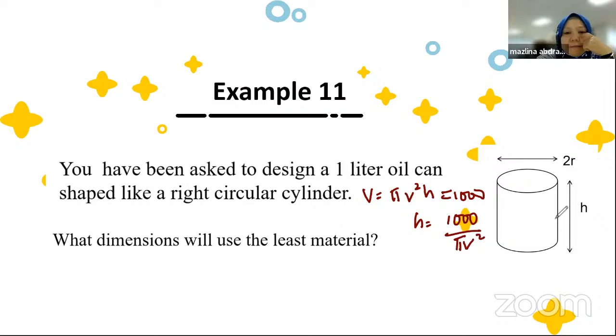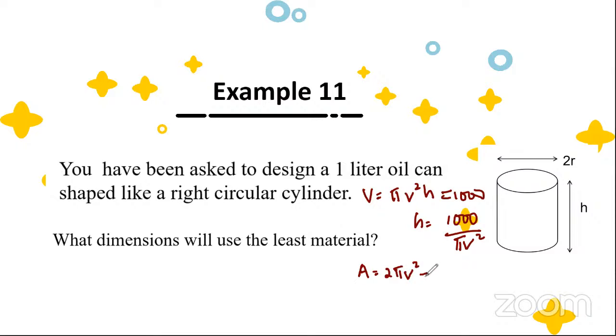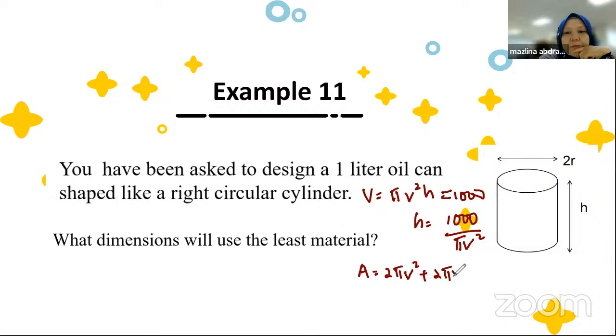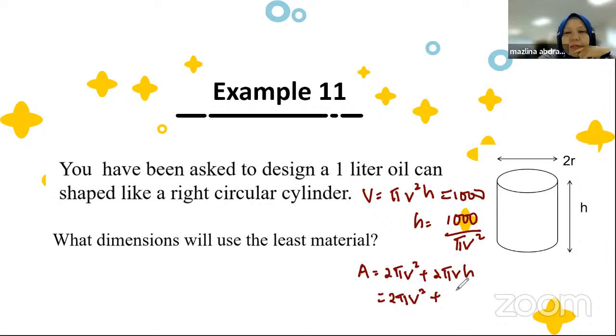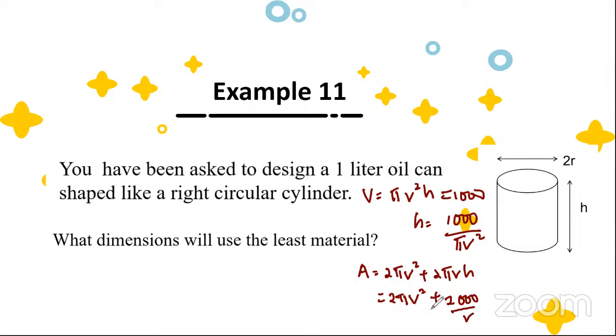Good, next. And then kita ada surface area punya formula: 2 pi r square, plus 2 pi r h. And then masukkan nilai h dalam tu. Okay, so you will get what? Cancel this, and r can. So 2000 over r. Okay, next.